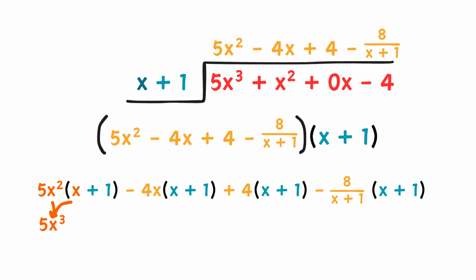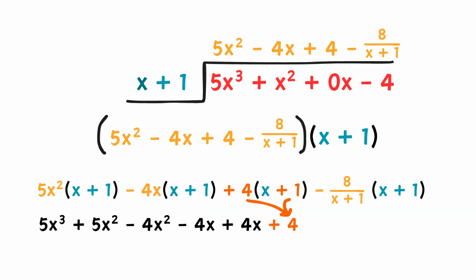5x squared times x is 5x cubed. 5x squared times 1 is 5x squared. Negative 4x times x is negative 4x squared. Negative 4x times 1 is negative 4x. 4 times x is 4x. 4 times 1 is 4.